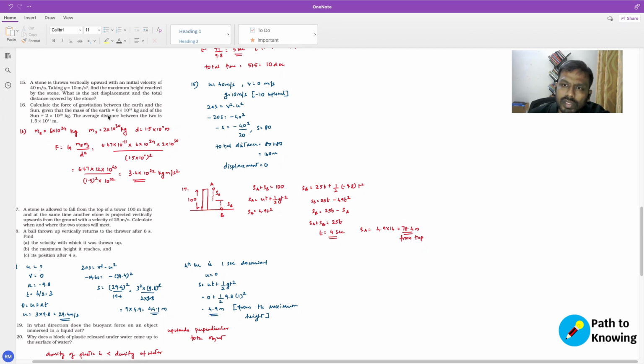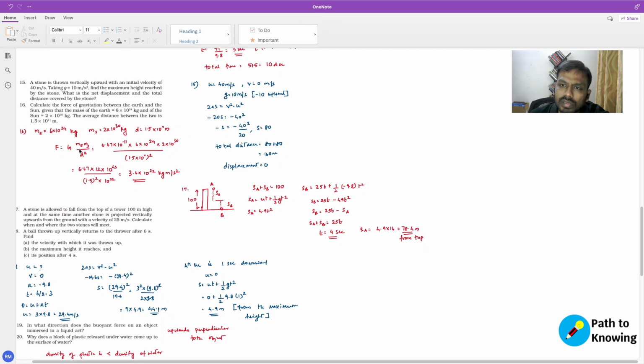Calculate the force of gravitation between the Earth and the Sun. Given the mass of the Earth to be 6 times 10 power 24 kgs and that of the Sun is 2 times 10 power 30 kgs. The average distance between the two is 1.5 times 10 power 11 meters. Okay, so let's consider the mass of the Earth to be me, the mass of the Sun to be ms, and the distance between them to be d.